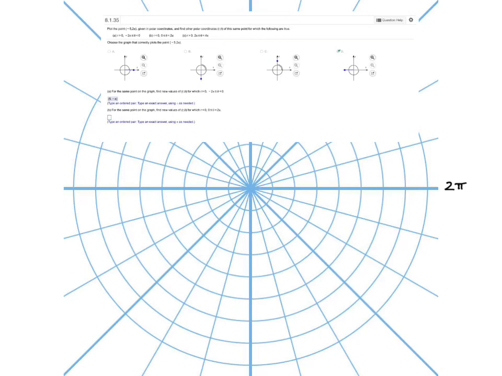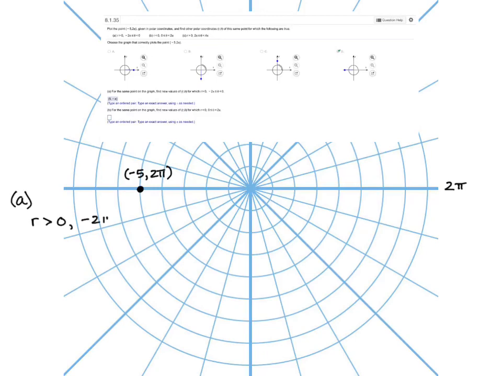So instead of going towards the 2 pi and counting 5 units that way, we're going to count 5 units backwards. And so I've got my point here at -5, 2 pi. And that would be on the negative x-axis if we were in the Cartesian coordinate system. All right, so now that we've got that point located, now we want to write this point in different ways, depending on what restrictions we have on the values of r and theta. So let's take a look at part A.